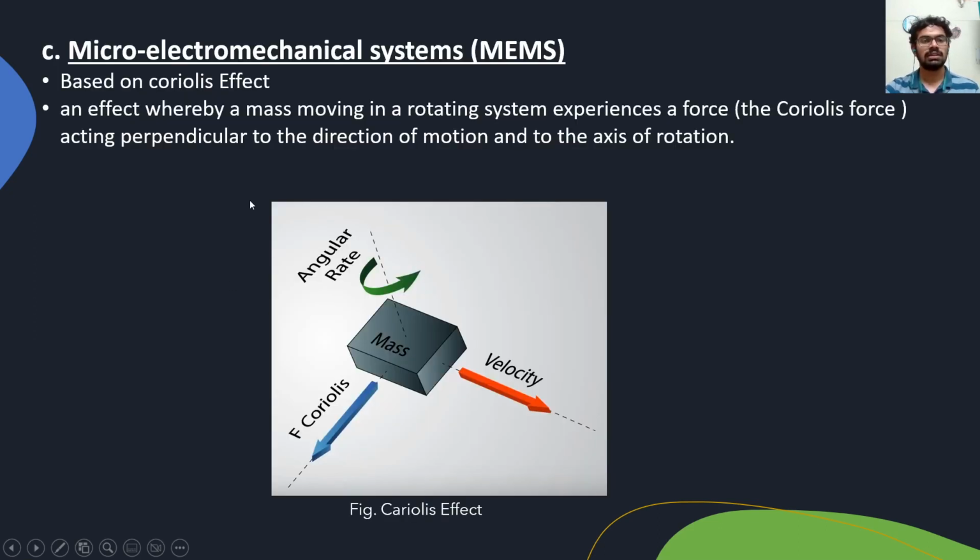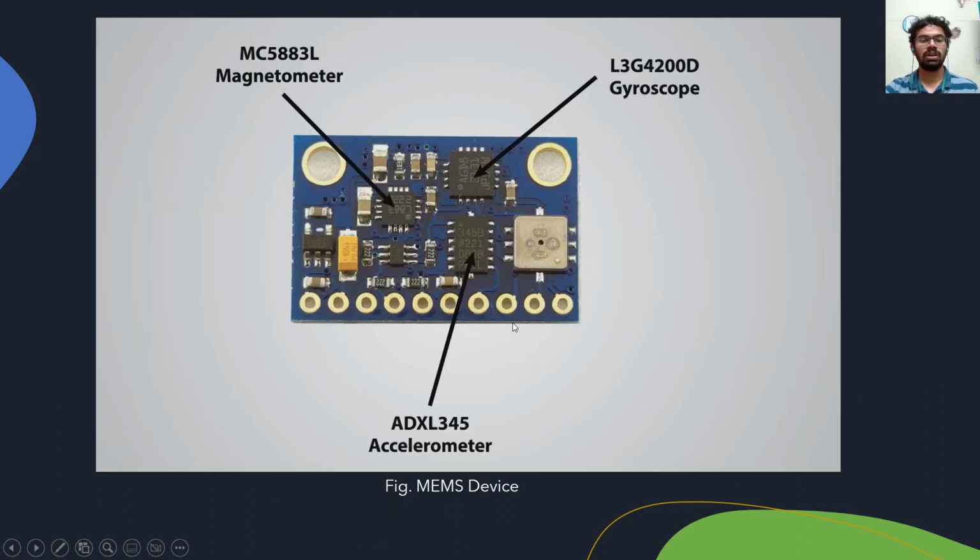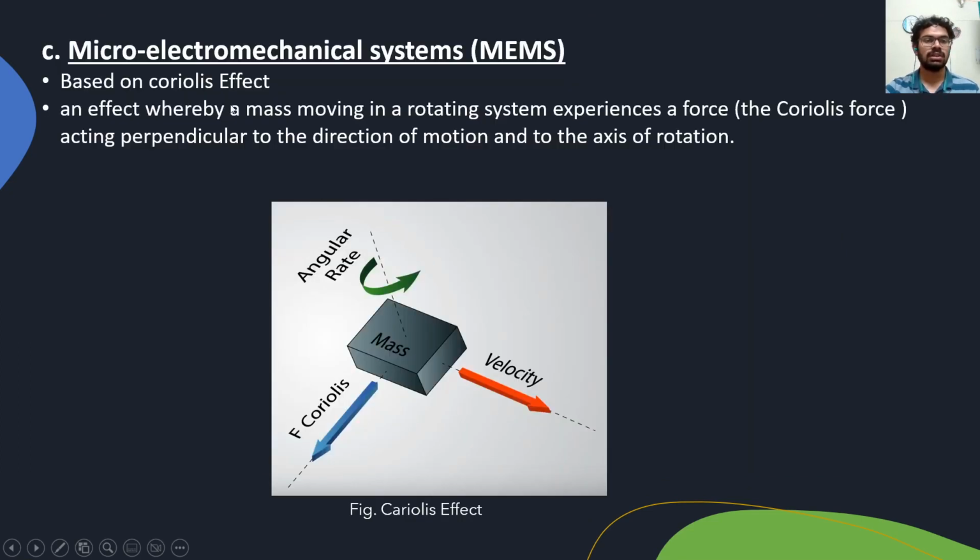And the third is the gyroscope in MEMS. So MEMS is a board which contains different modules for different parameters. So here are different parameters such as accelerometer, magnetometer, and gyroscope. We'll discuss the gyroscope in the MEMS. It is based on the effect called the Coriolis effect.